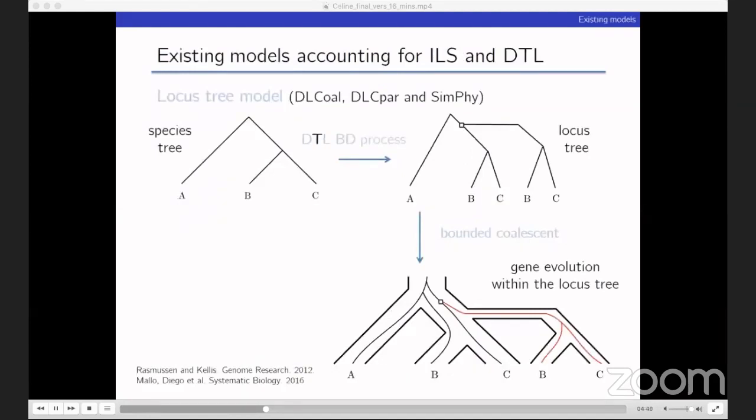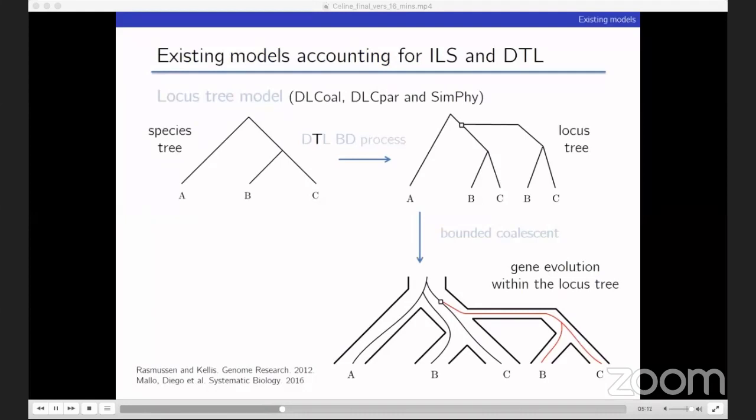So there are a few models trying to combine ILS and DTL events. We have the Lucas3 models, which is the model underlying DL-call, DL-parse, and SymPhy. I'll start by describing the statistical implementation of the model, and then I will explain the actual model of evolution. To implement this model statistically, given a species tree, we first perform a birth-death process for duplication and losses on the species tree. The T is in bold here to stress the fact that DL-call and DL-parse have only DL events, while SymPhy has also transfer.